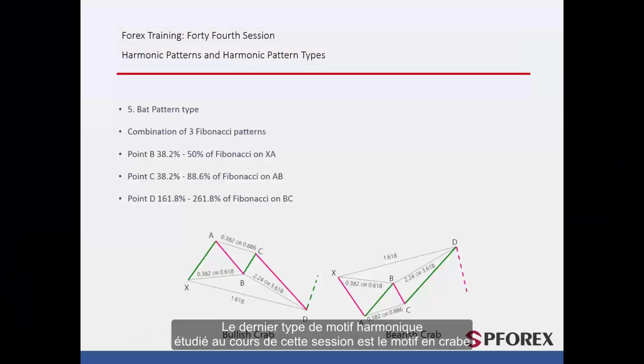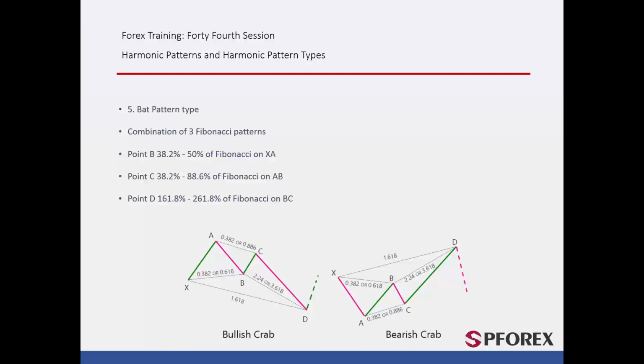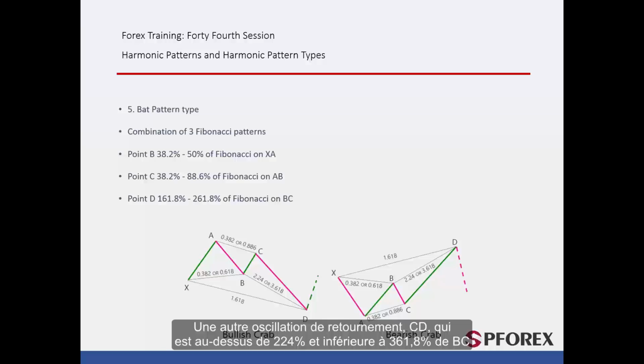The last type of harmonic pattern studied in this session is a crab pattern. The first swing is from X to A, followed by an AB swing on the region between 38.2% and 61.8% of XA. The BC swing with opposite direction to AB is in the area between 38.2% and 88.6% of AB. Another reverse swing, CD, is over 224% and less than 361.8% of BC.